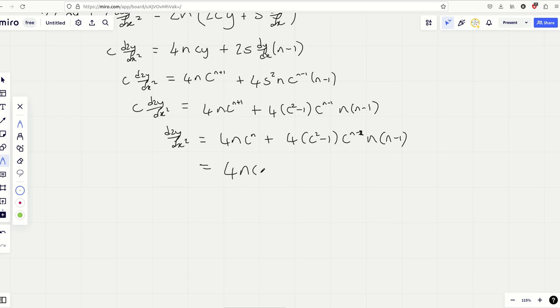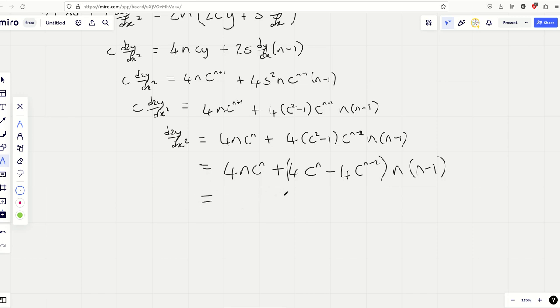We're going to have 4nc to the n. Now if we multiply this out, we're going to have plus 4c to the n, I'm just putting that in the brackets at the moment, minus 4c to the n minus 2. Yeah, but I've got to times all of this by n and n minus 1. Okay, right, so let's do that.